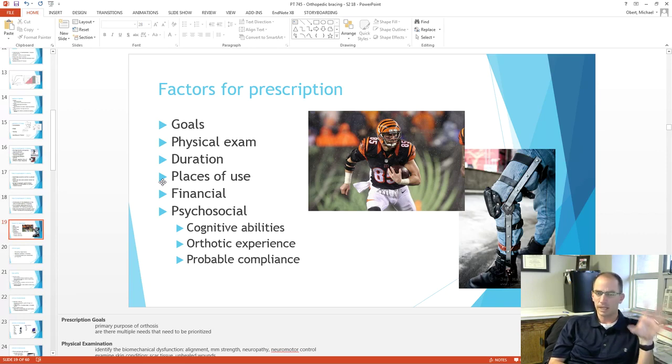The financial aspect is huge. So some of these braces are super expensive. So just a post-operative knee brace is usually anywhere from $200 to $500, just depending on the brand and their insurance company. So we have to also keep that in mind when we're prescribing these, is that not everybody can afford these. And a lot of these devices, they're coming out of the patient's pocket.